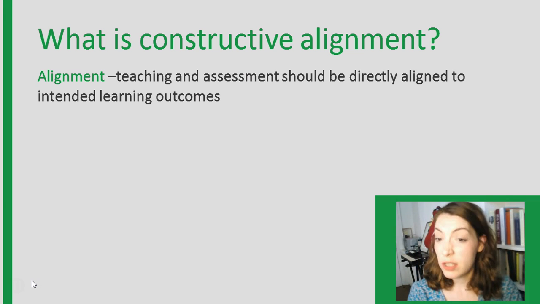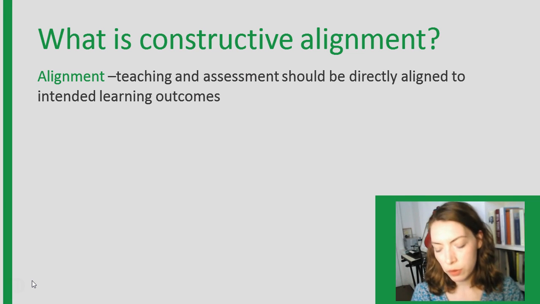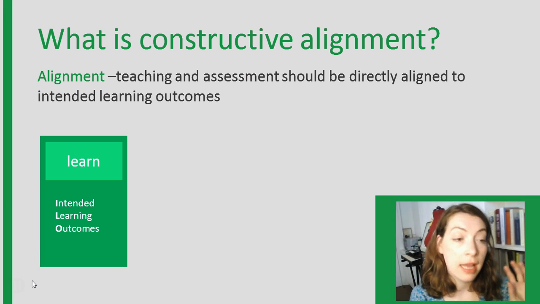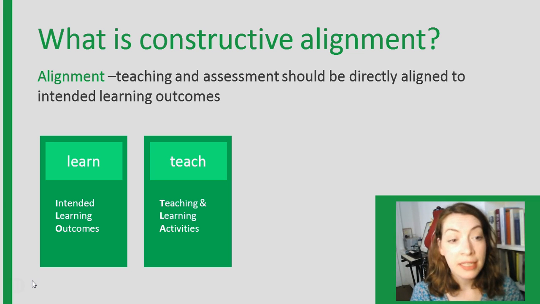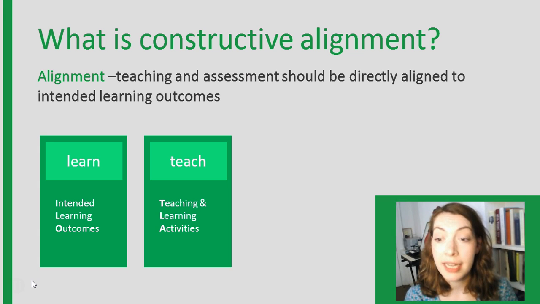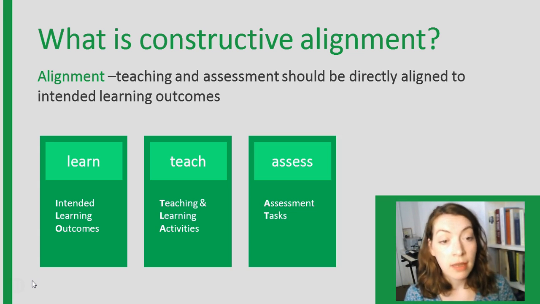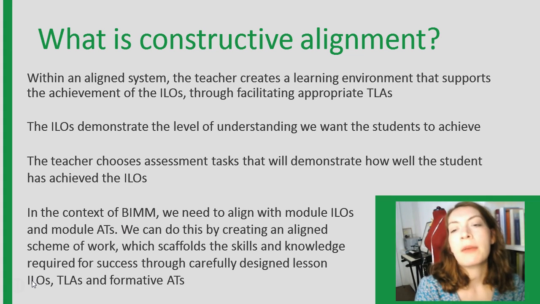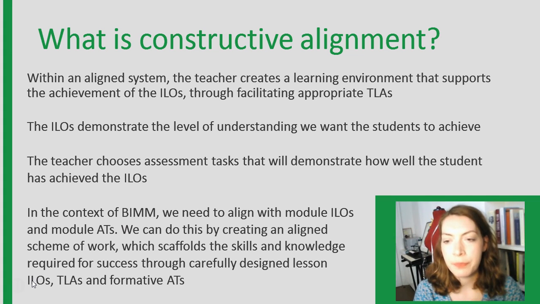And the alignment part is pretty straightforward. What we're referring to here is the alignment of the teaching and assessment with the learning outcomes, so the overall goals for your module. So we set up what we want students to achieve, our intended learning outcomes. And then we set up our teaching sessions to facilitate that through aligned teaching and learning activities, and then the students are assessed with assessment tasks that match up to those, which demonstrate how well they have met those learning outcomes. So that's alignment.